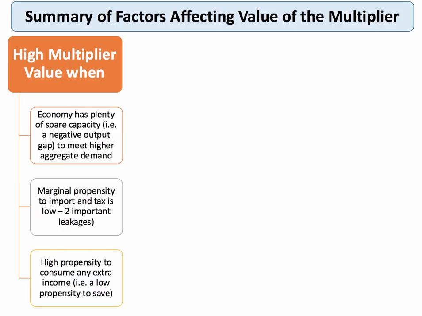Multiplier tends to be high when the propensities to import and tax are low. Those are two key leakages. And crucially, when people receive some extra income in their pay packet, they go out and spend it on domestically produced goods and services rather than save it.